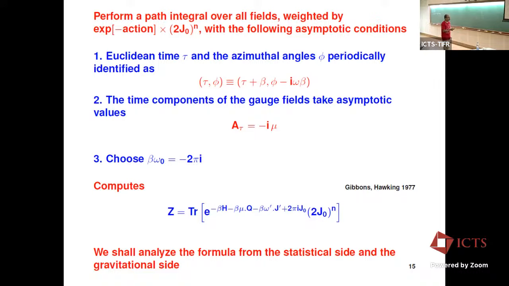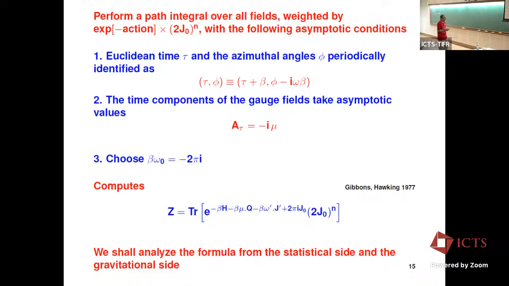So what this computes, according to the Gibbons-Hawking prescription, is something like this. Trace over all states weighted by this factor. I have just inserted this (-1)^{2j_0 n} because we insert it in the path integral. Otherwise, without this, it would have been exactly the Gibbons-Hawking prescription. And because I have set beta omega equal to minus 2 pi i, you have this factor of e^{2 pi i j_0} inserted inside the trace.